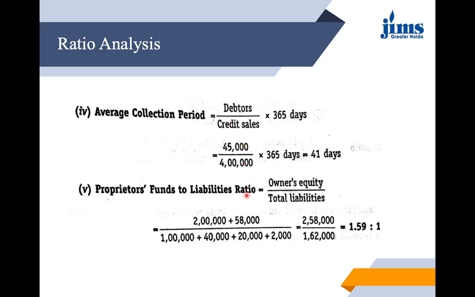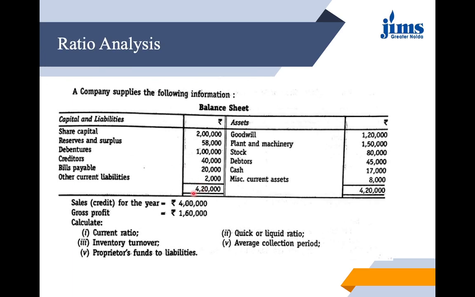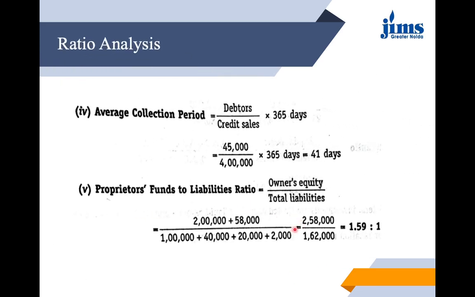Then proprietors fund to liabilities ratio. Owner's equity upon the total liabilities. Total liabilities, let us see, it is of 1,62,000 and owner's equity, we have two items. Total is this. Then in owner's equity, we have these two items: share capital and reserves and surplus, and it is considered in the calculation. You may have a look at this. And then finally you are able to obtain this ratio as 1.59.